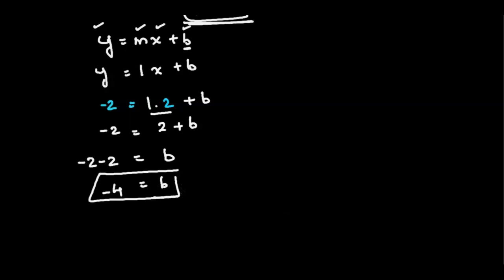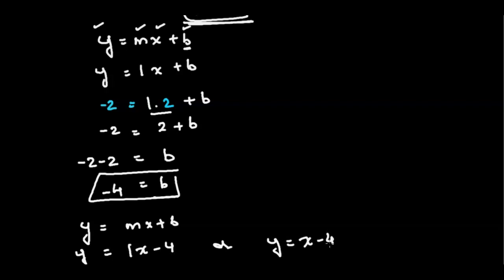Using this b and the m value that we got before towards writing the final equation, we would be able to get the equation as y equal to 1x minus 4, or we can write it as y equal to x minus 4. And this is how we get the equation of a tangent line drawn at a given point on a given curve.